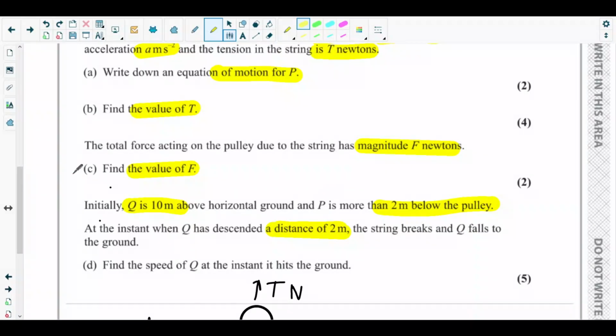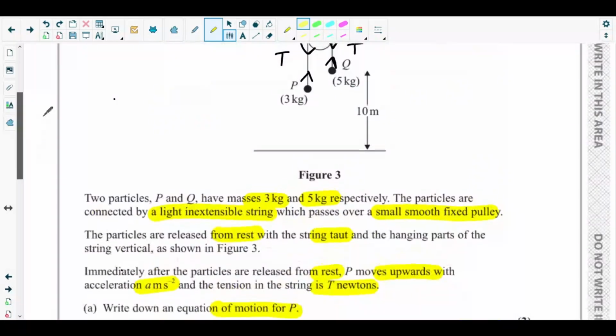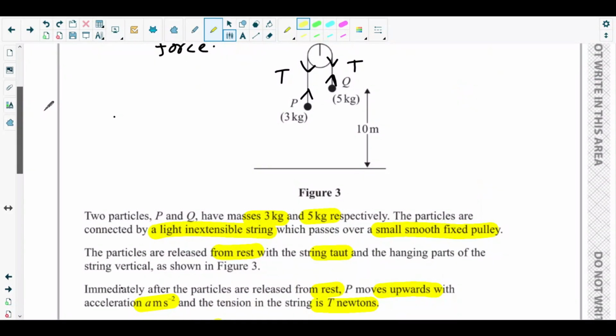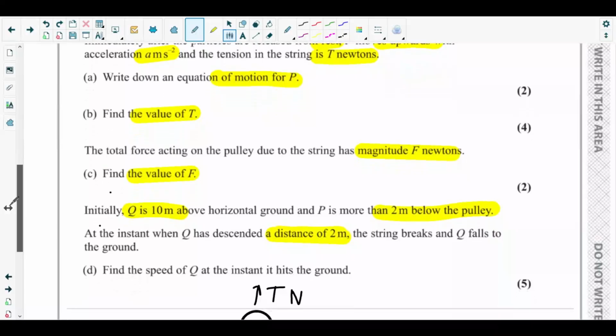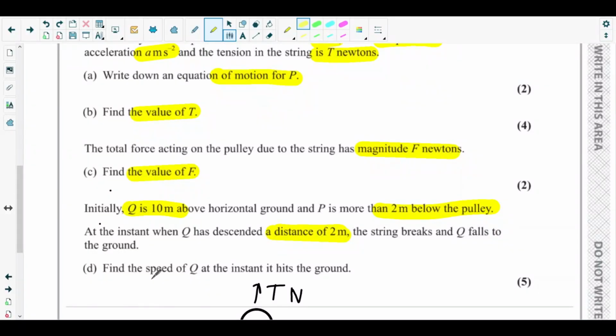Okay, the particle Q falls to the ground. After descending for 2 meter, after descending for how much? 2 meter. So particle Q, the system has accelerated for what? This 2 meter distance, that 2 meter height. Okay, now part D is asking to find the speed of Q at the instant when it hits the ground.